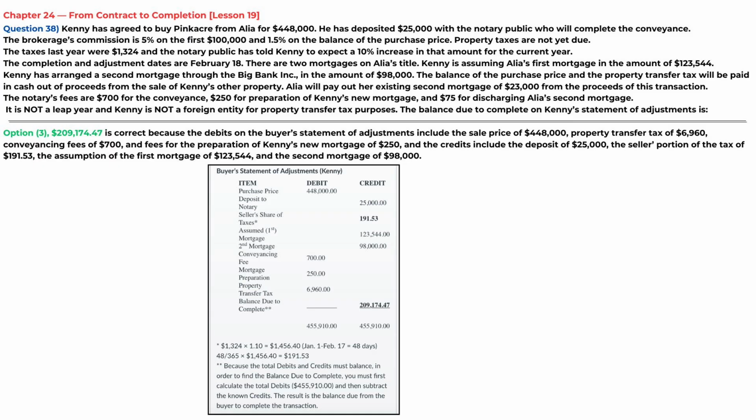first calculate the total debits, $455,910, and then subtract the known credits. The result is the balance due from the buyer to complete the transaction.